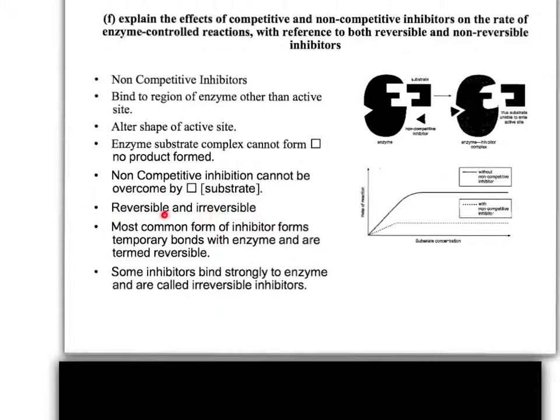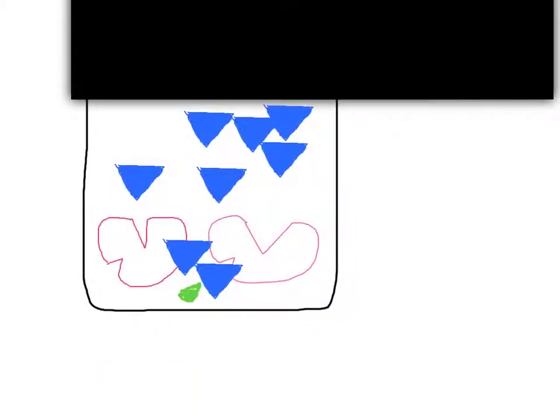As we can say, you can get reversible ones of these, which bind with weak, temporary bonds to here, or you can get irreversible ones which bind with covalent bonds and completely alter the shape of our active site irreversibly. So the most common form of inhibitor forms temporary bonds with the enzyme and is termed reversible. Some inhibitors bind strongly to the enzyme and are called irreversible. Okay, dealing with the non-competitive aspect of what they do, let's look at this illustration here.